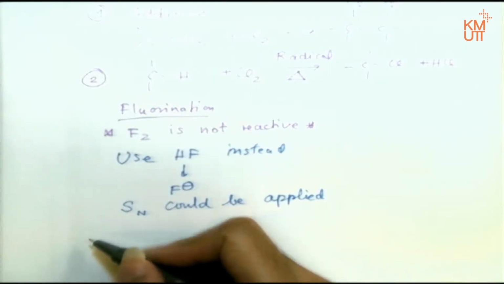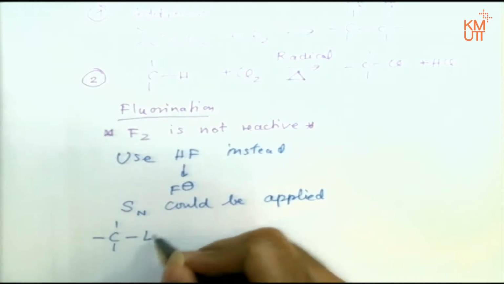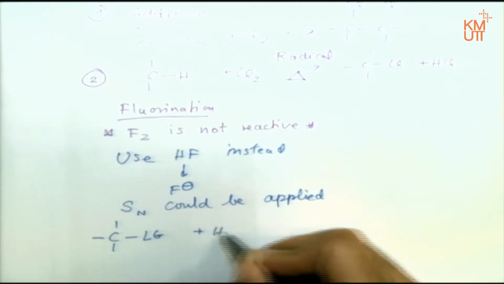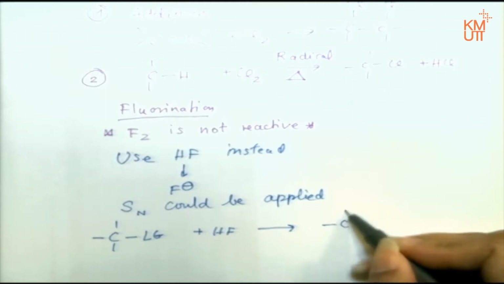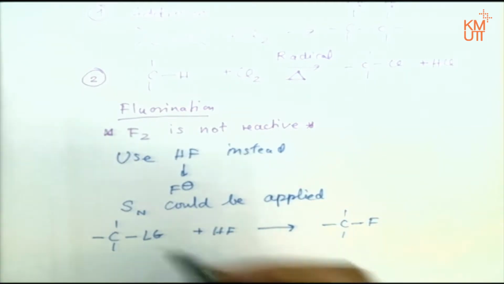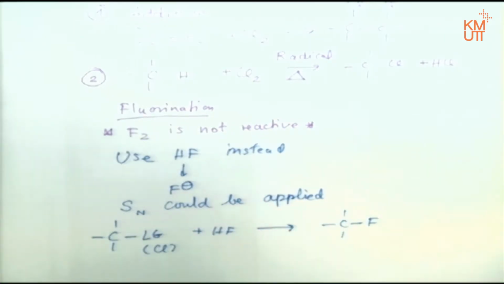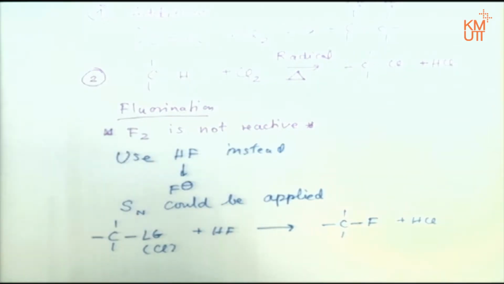So fluorination in this case can occur when you have a leaving group on the carbon and you react with hydrogen fluoride, and this is the substitution of the leaving group with fluoride ion. What is the leaving group? In this case, it could be chloride, for example, and you can produce hydrogen chloride as a byproduct.